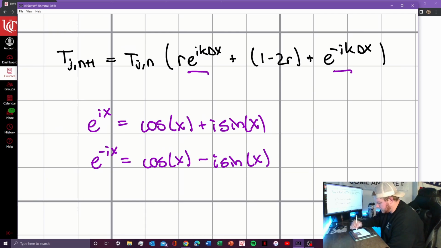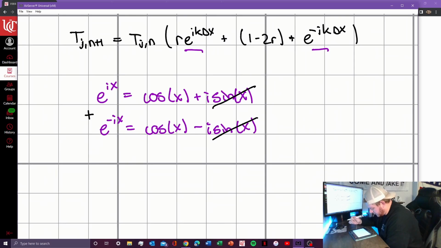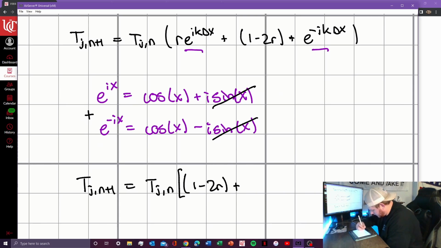Now basically all we need to do is add these together. The sine terms cancel, and we are left with a very simplified equation, which is T to the j, n plus 1 is equal to T to the j n times 1 minus 2r plus 2r cosine k delta x.